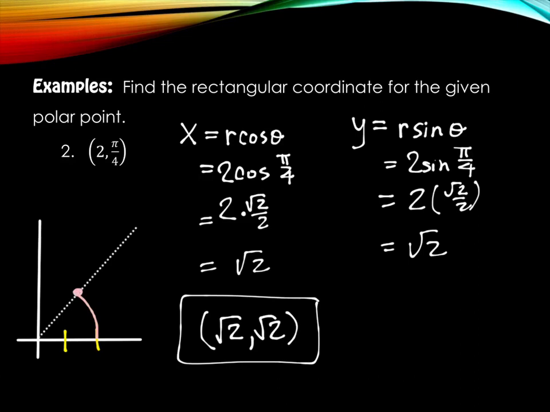That location right there is on the unit circle, at those square root 2 over 2 values, but the radius is double what the unit circle would be at. Okay, so this one is square root 2 and square root of 2.